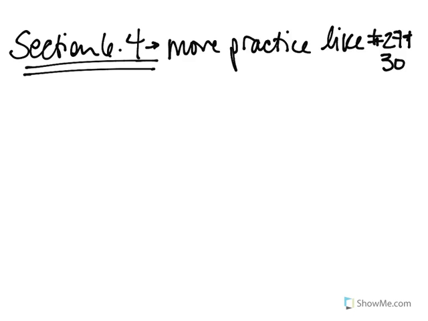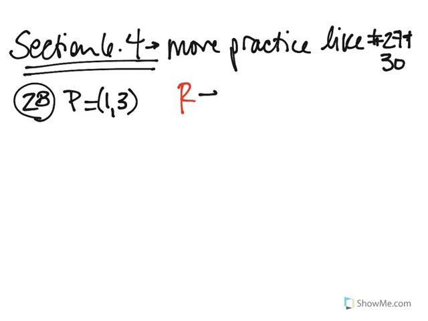So that being said, we're going to get into number 28, and it says we're looking at the point P equals (1, 3). It says the rectangular coordinates of point P are given. Find all polar coordinates that satisfy it. So we're going from rectangular to polar. If I have x and y, we have to find what r and theta are.